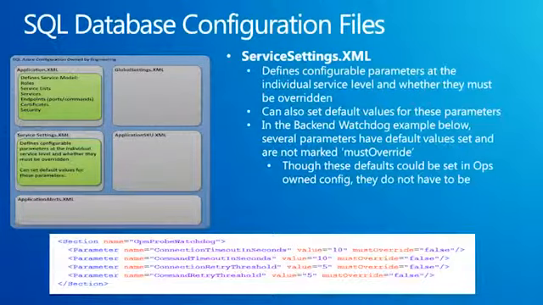The service settings XML file, found with almost every service, will define configurable parameters at the individual service level. These parameters will also define whether or not they must be overridden. If a variable needs to be overridden, then must override will be set to true. If must override is set to false, that means that the variable can be overridden, but isn't required to be overridden. This file also sets the default values for these parameters. These are the Microsoft recommended settings and should not be typically overridden unless they are reviewed first by Microsoft.